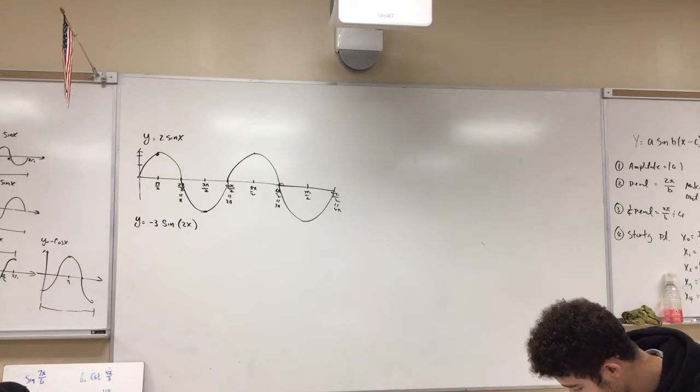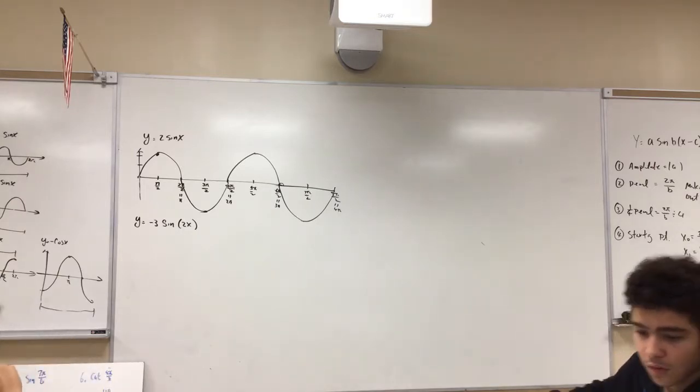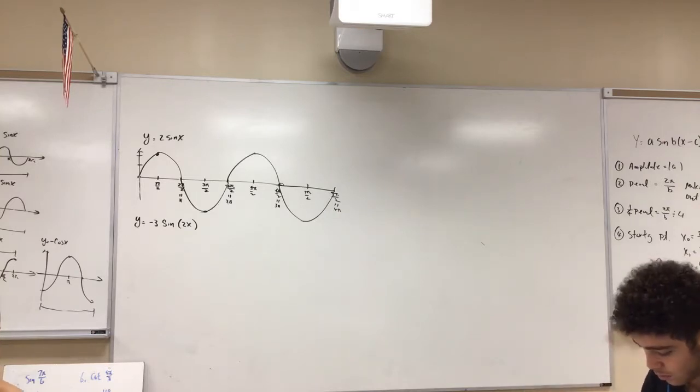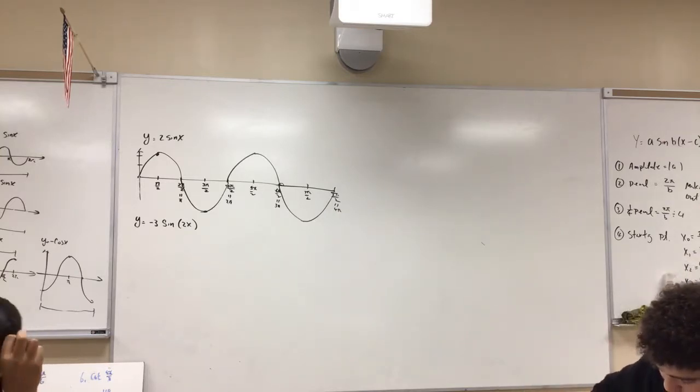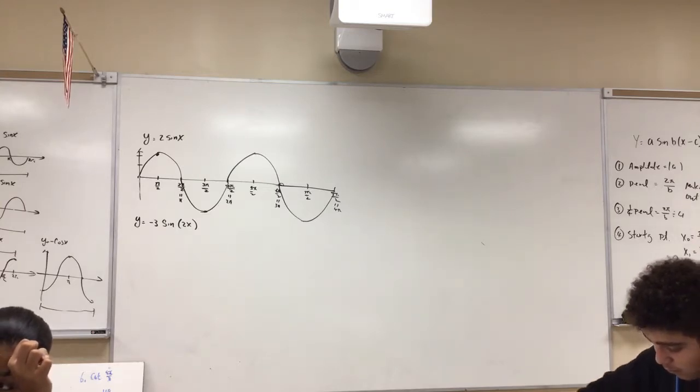Your B is right here. It's A sine BX. So B is 2. So it should be 2 pi over 2, not 3 pi over 2. Where'd you get 3 from? 3 is amplitude. It says A. I got everything else.